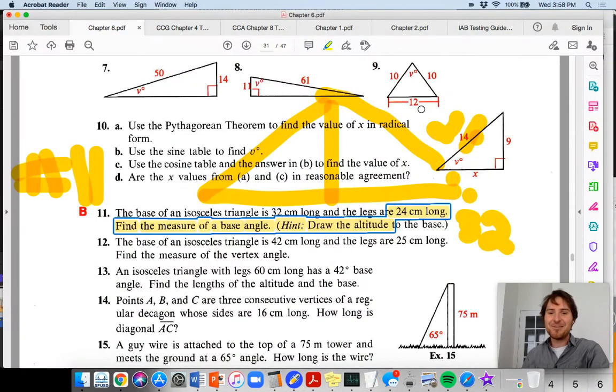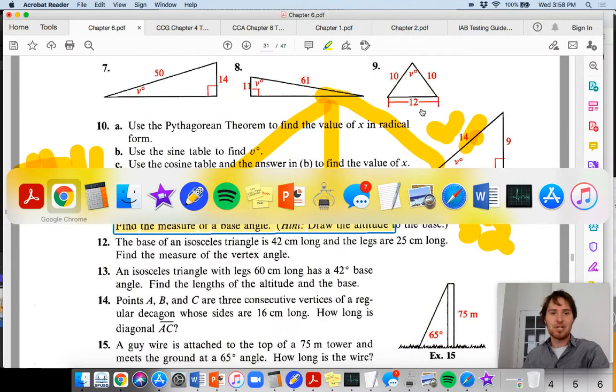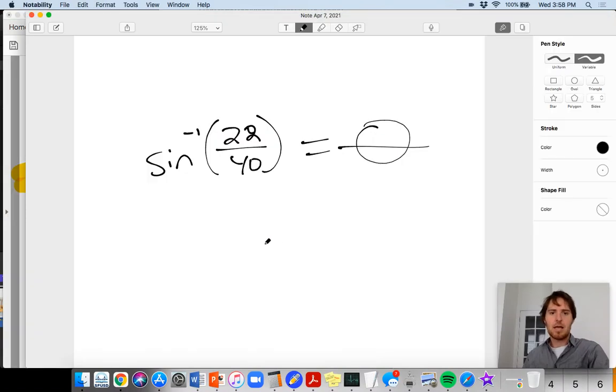Fine, you want me to see it? You want me to do it out? Fine, I'll do it out on a different sheet of paper. This is number 11, okay? Number 11 right here.